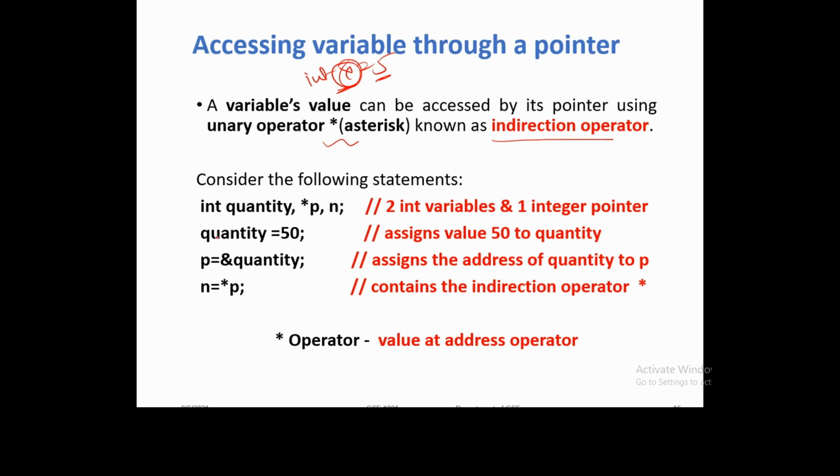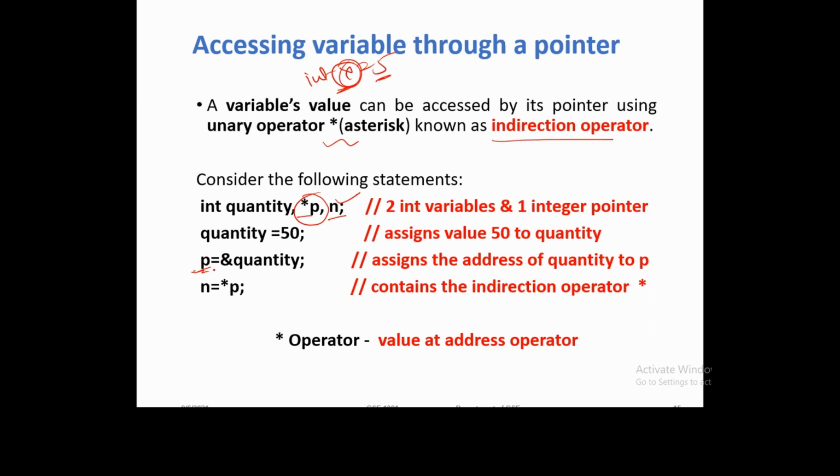Okay, so we can understand it by this: int quantity, star p, and n. It is a variable, and it is the pointer. Here I'm simply doing quantity equal 50. I'm assigning the value 50 to this quantity variable. Now I am initializing, or assigning, the address of quantity to this p.